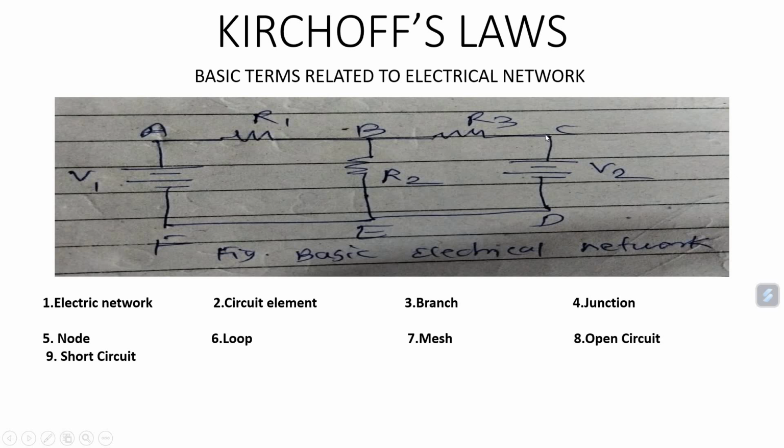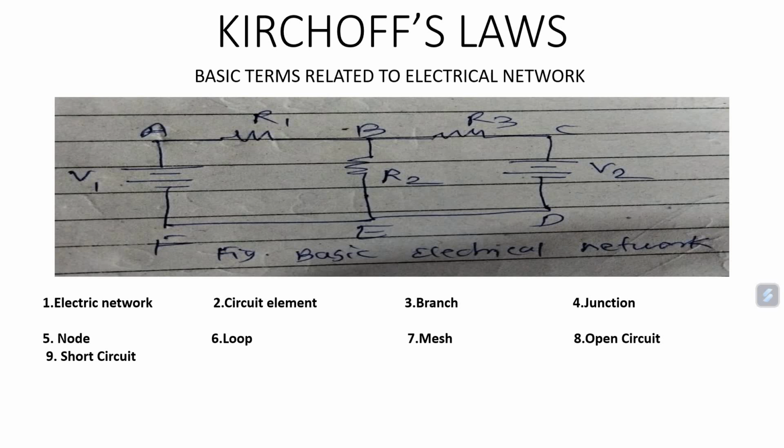Similarly, C is a junction point. And between E and F, D and E, there is no other branch involved. That's why E, F and D can act as one junction point. So for this network, there are four junctions: A, B, C and E. These are the four junctions.